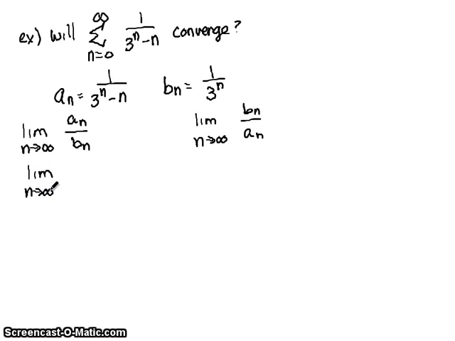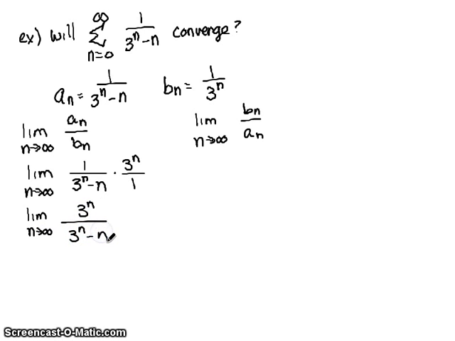So if we think a of n divided by b of n, I have a of n is this. And if I divide by b of n, I'm dividing by a fraction, so I'm multiplying by its reciprocal. So we're going to get 3 to the n over 1, which is going to give us the limit as n goes to infinity of 3 to the n over 3 to the n minus n. The other option is going with b of n over a of n, and similarly, we're going to end up at 3 to the n minus n over 3 to the n.